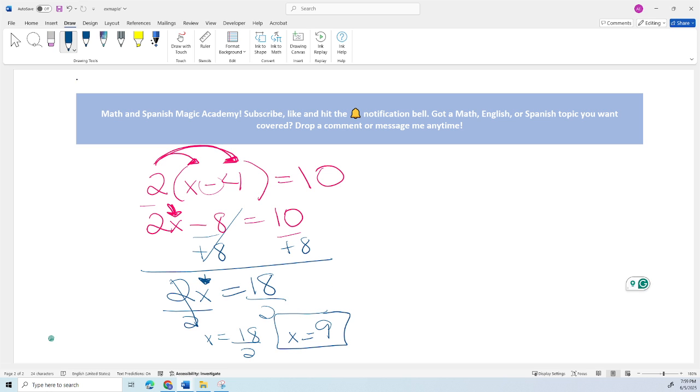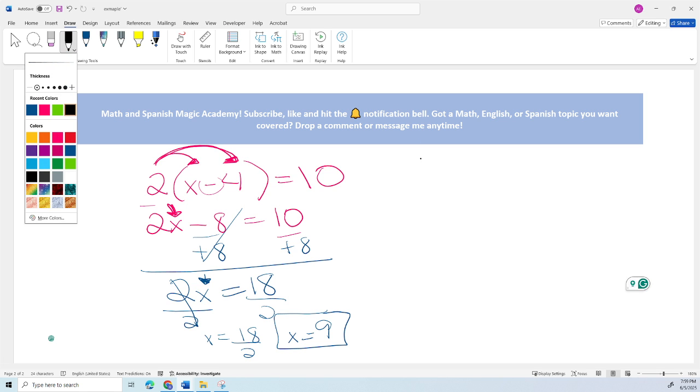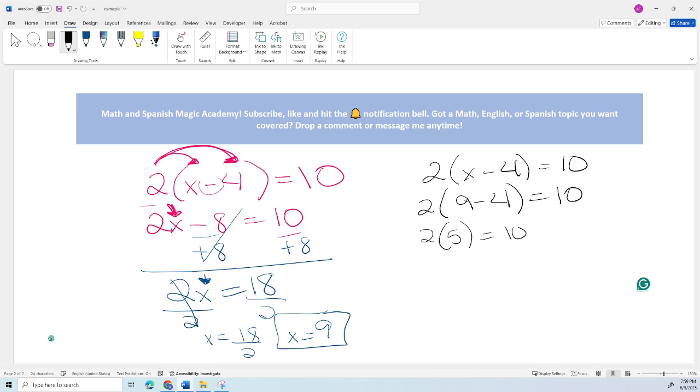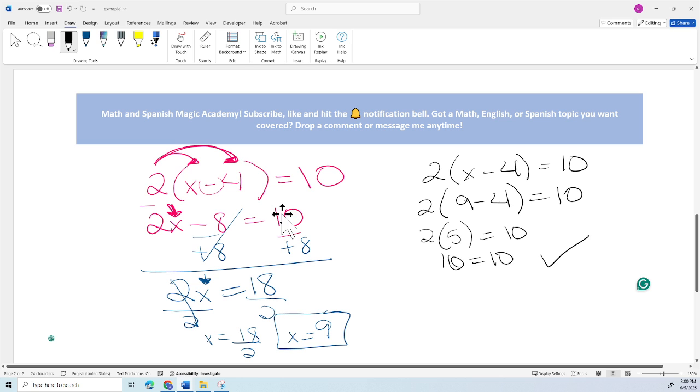Remember to always check your answers, okay? So I'm going to substitute into the original equation. 2 times parentheses 9 minus 4 equals 10. Remember, order of operations. You always do what is inside the parentheses. So 9 minus 4 is 5. Then the distributive property, 2 times 5 is 10. So 10 equals 10. So we're correct. So here we solved an equation that involved parentheses.